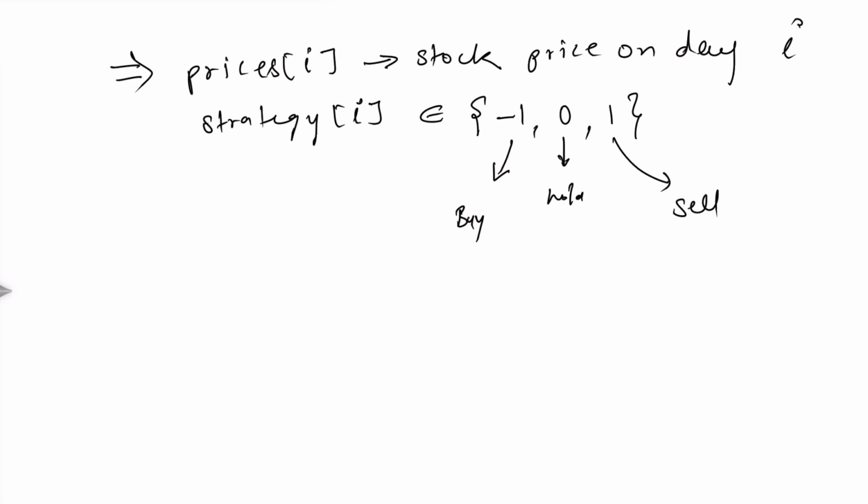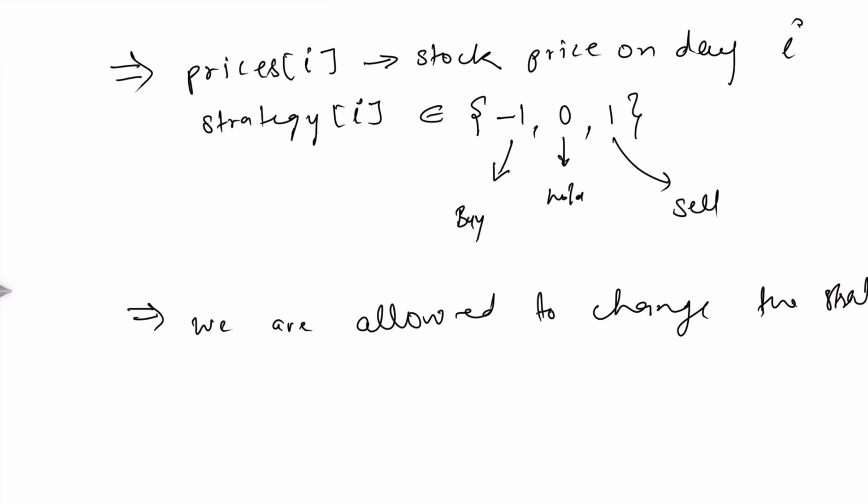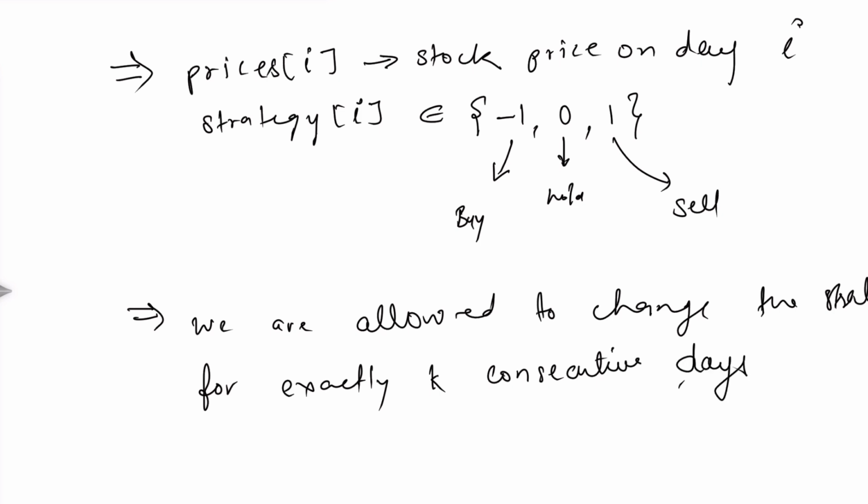What we are allowed to do is change the strategy for exactly k consecutive days. This is what the question is saying, and this is what we have been given.